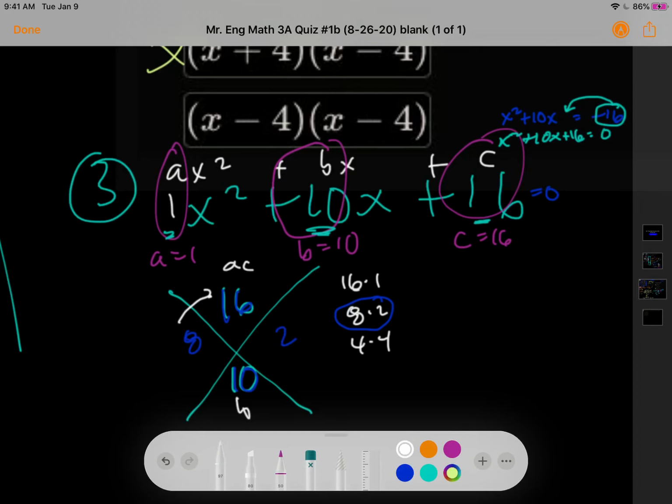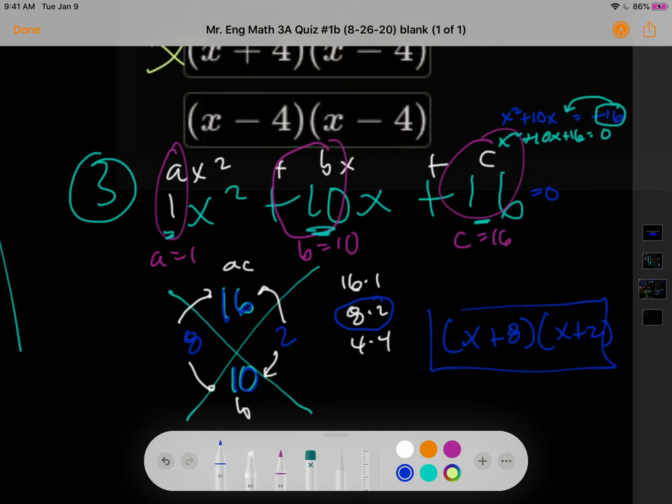8 times 2 gives us 16. And 8 plus 2 gives us 10. So my answer is going to be x plus 8, x plus 2. This is my answer. Now, you might ask, how come I didn't use the box? So let me show you the box.